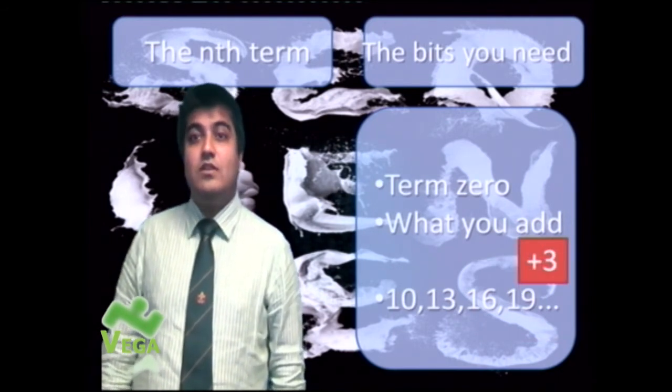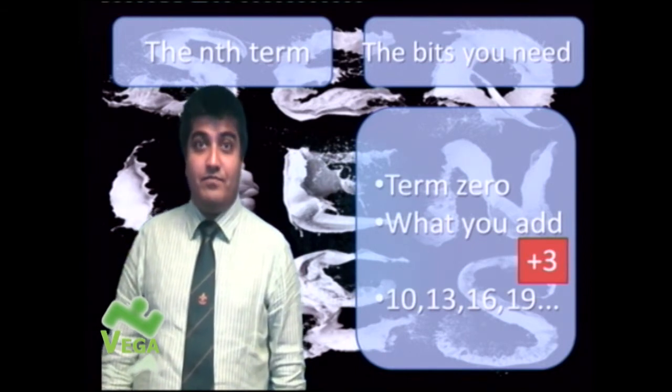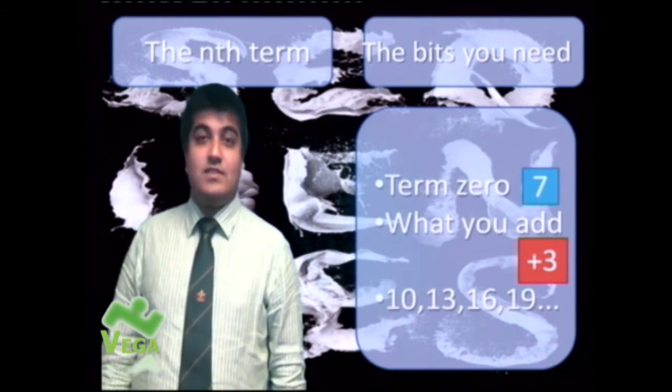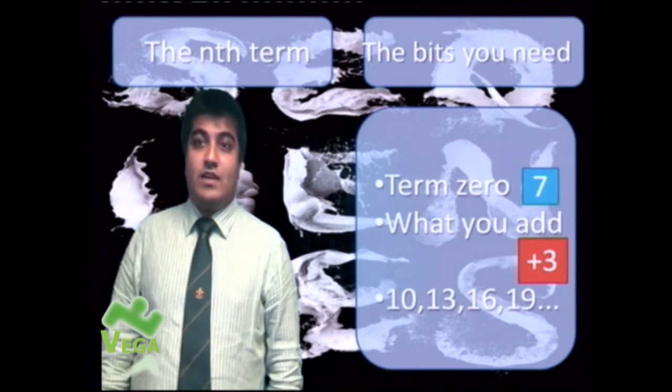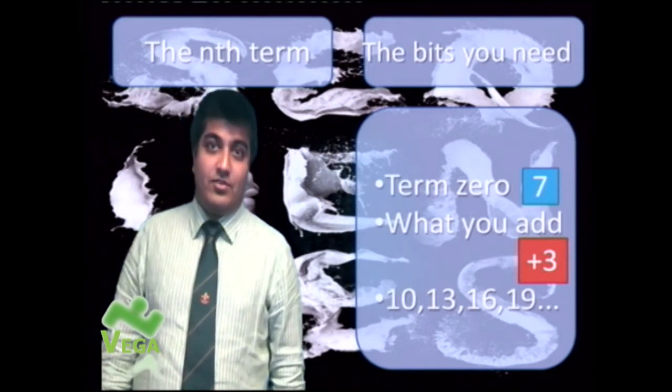Now term 0 is the one that comes before the 10. It's our 7. So if we take 13, 10, go back 3, we get to 7.